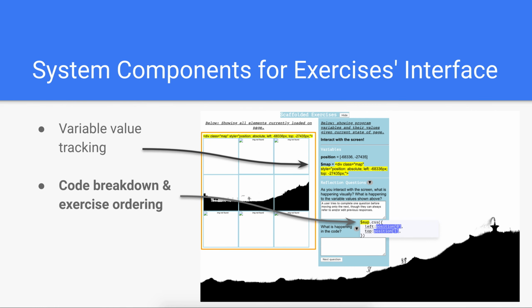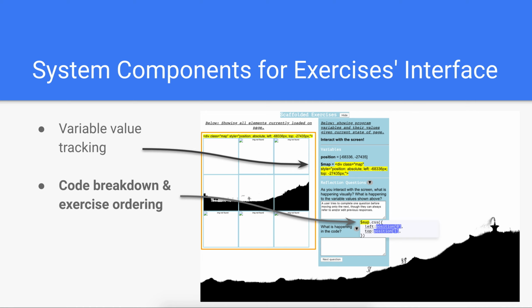So there were two main system efforts that were needed to be able to create the kind of exercises that I just showed you. Last quarter, I focused on implementing the variable value tracking. So that's that position variable that you see, and you can see it live updating. And you can see more information on how it works in my previous end of quarter video or in this quarter's system demo.